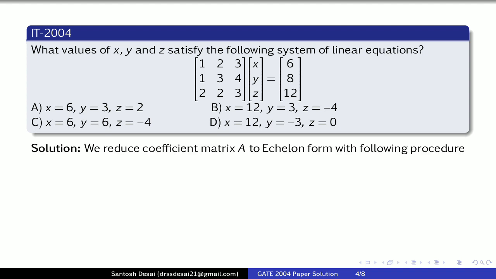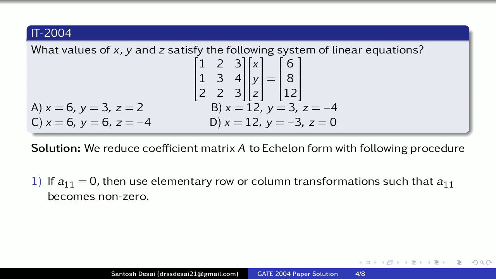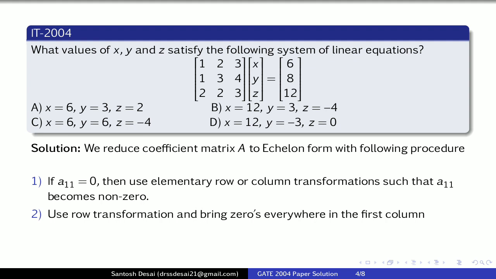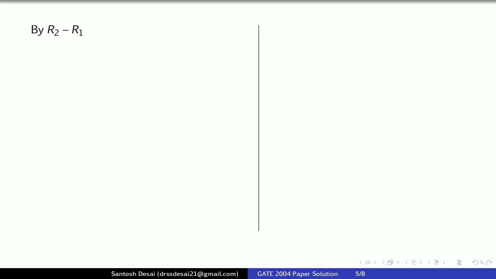Here we reduce the coefficient matrix A to echelon form. Again we know the procedure. First, if A11 is equal to 0, then use elementary row or column transformations such that A11 becomes non-zero. Use row transformations and bring zeros everywhere in the first column, and repeat the above two steps for A22, A33 and so on. So let us do R2 minus R1 and R3 minus 2 times R1. We get the first row as it is, that is 1, 2, 3. Second row is 0, 1, 1, and third row is 0, -2, -3.